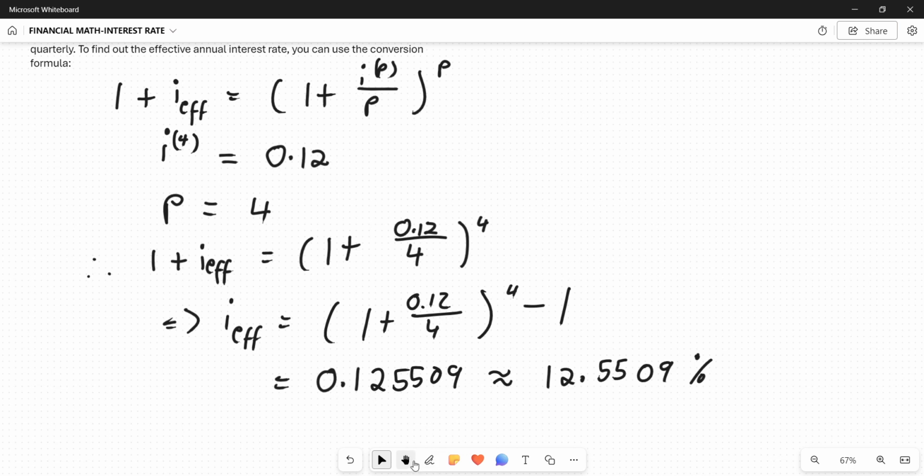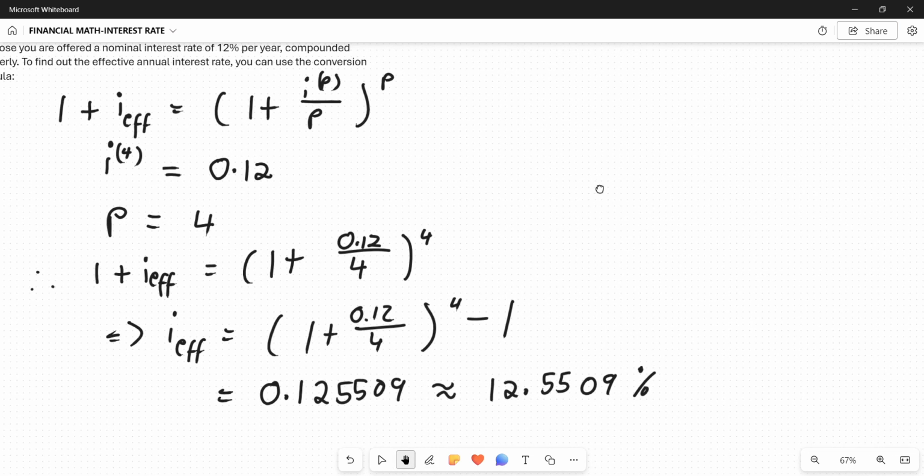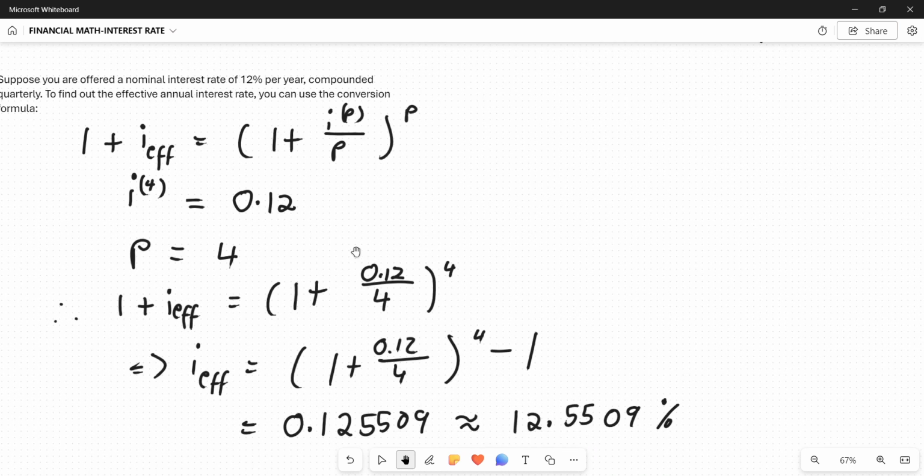So now here's a tip. Always, when you convert from the nominal to the effective interest rate, your effective interest rate will always be greater than your nominal rate. We're given a nominal rate of 12%. Now check what our effective rate is. It is 12.5%. So your effective rate will always be greater than the nominal rate. The reason is that the effective rate takes into account the compounding of our interest, while the nominal does not. So that's why the effective rate is greater than the nominal.